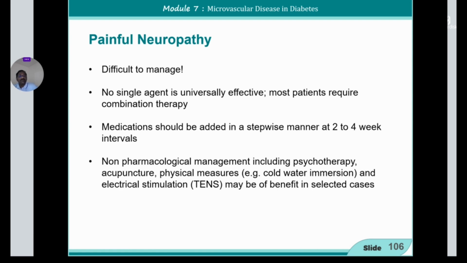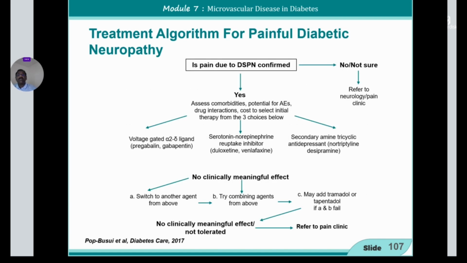Non-pharmacological management, including psychotherapy, acupuncture, physical measures like cold water immersion, and electrical stimulation, TENS, may be of benefit in selected patients. I think the first one is glycemic control, and then this is very good: non-pharmacological management like psychotherapy, acupuncture, cold water immersion, or electrical stimulation, and only then your medications, because medications have a lot of side effects as far as neuropathy medications are concerned.